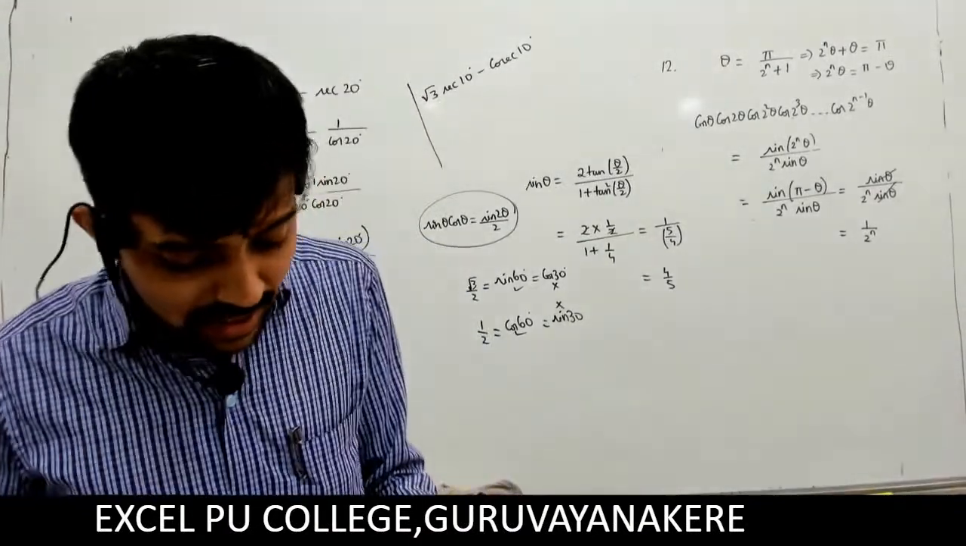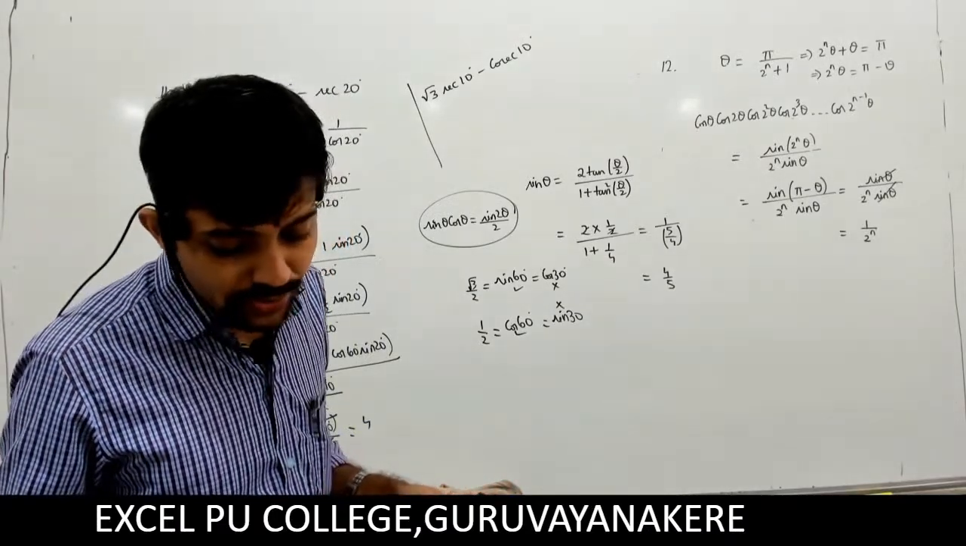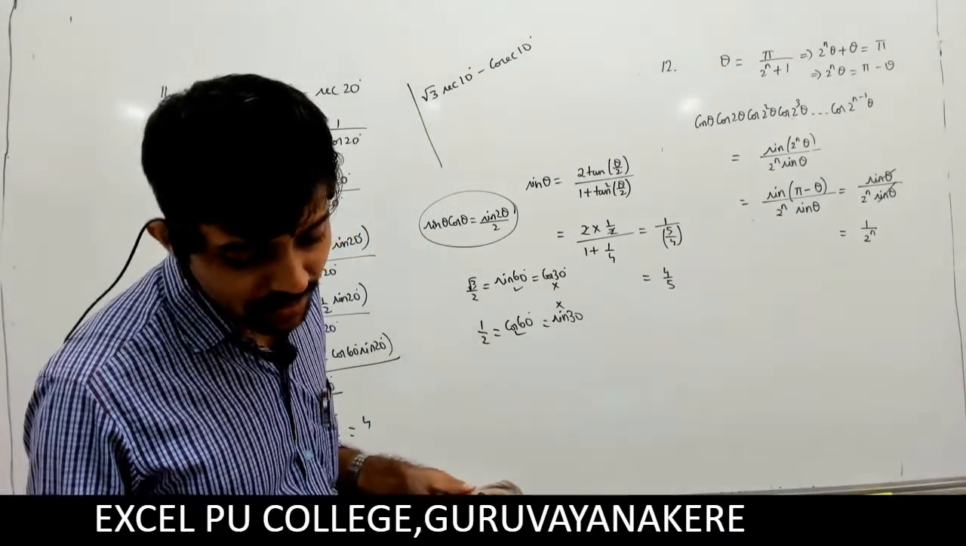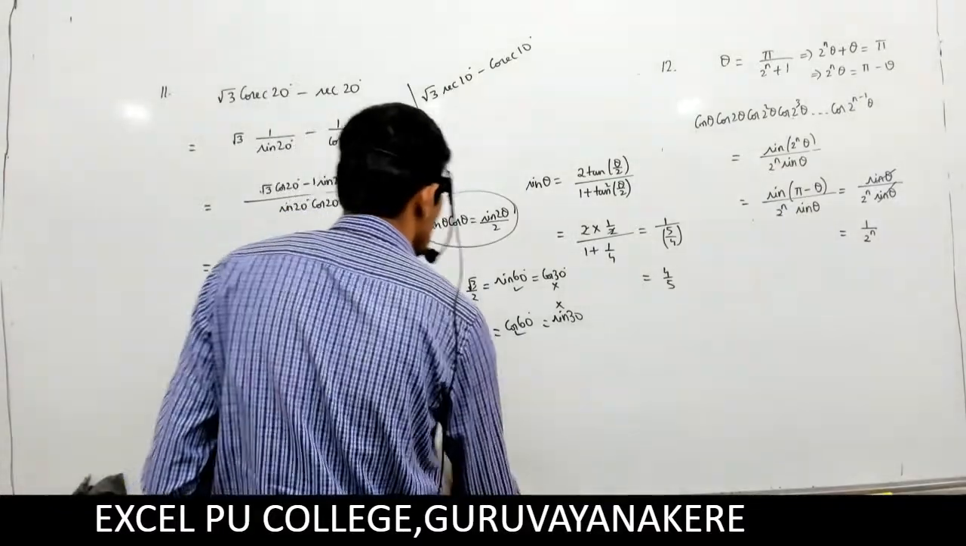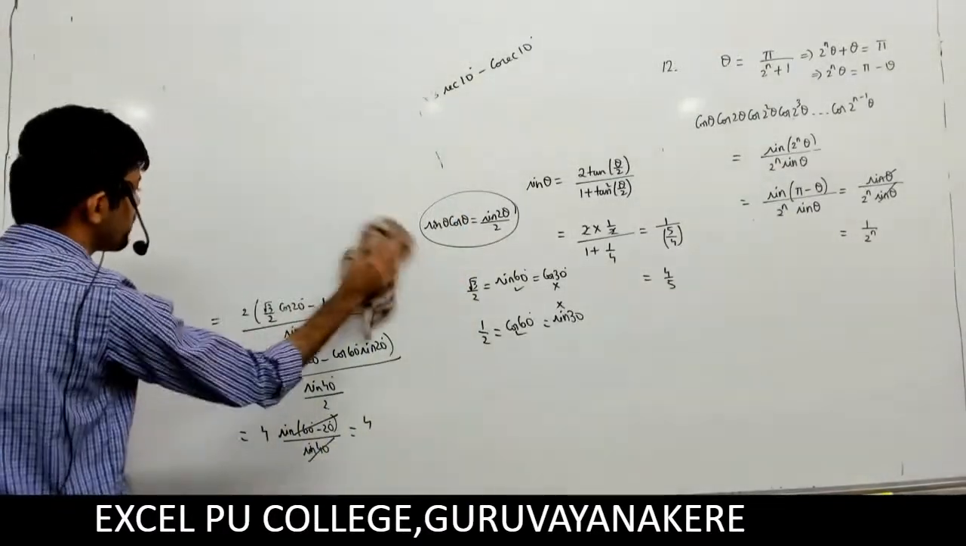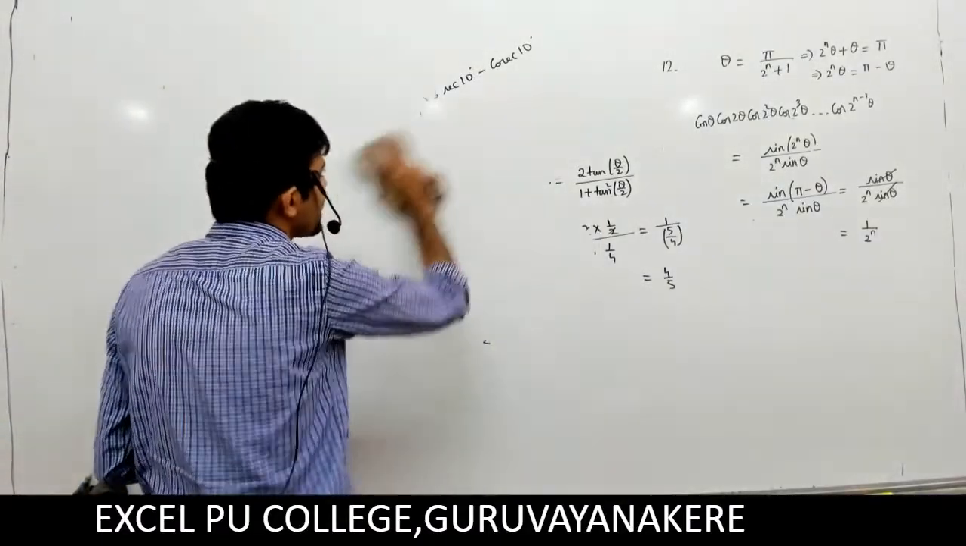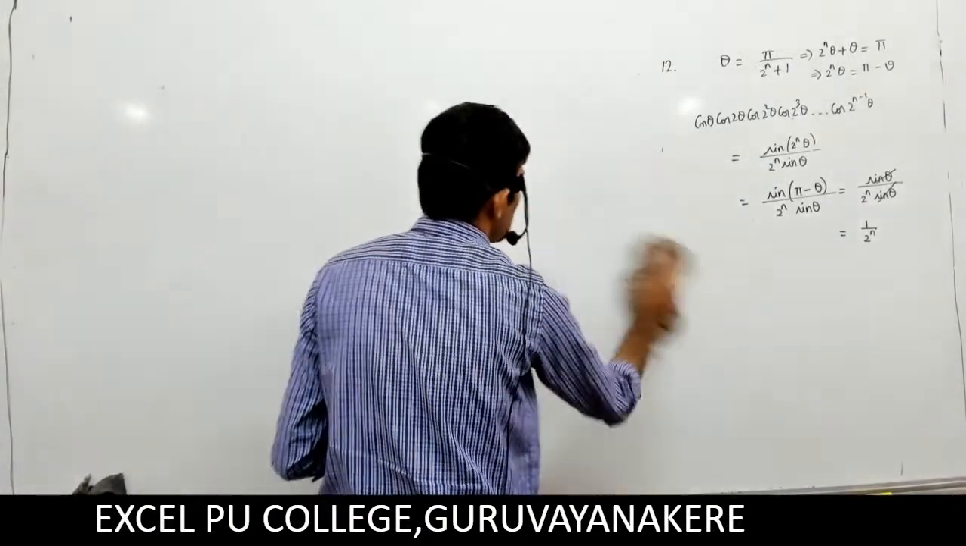Thirteenth one: find the minimum value of the function 27 to the power cos 2x, 81 to the power sin 2x.